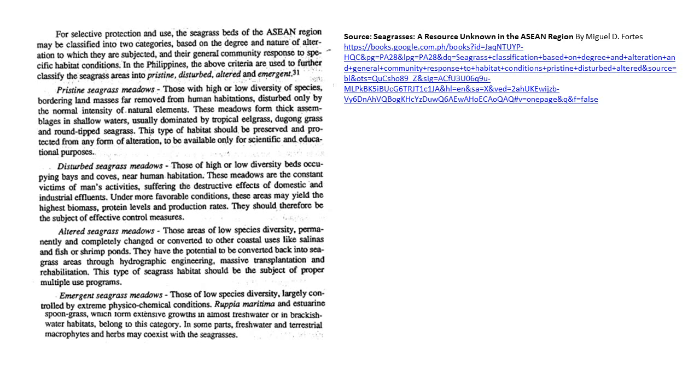Ibig sabihin, it is not usual to find seagrass in that area. But, meron kang nakitang seagrass because kaya niyang mag-thrive, although by that physical-chemical conditions. But, konti lang yung diversity because not all seagrass can survive into that extreme physical-chemical conditions.